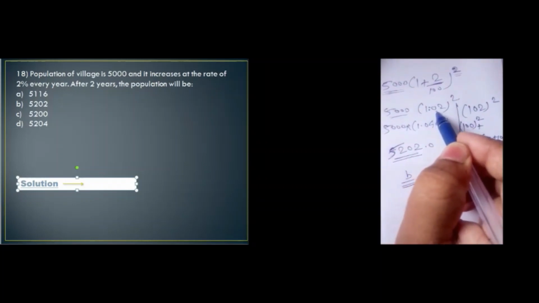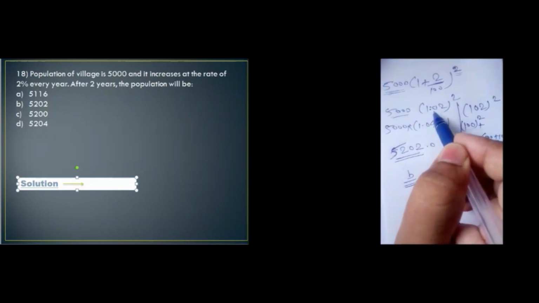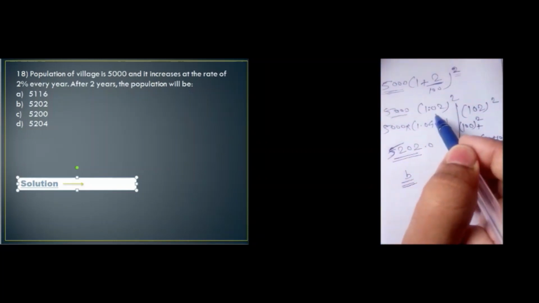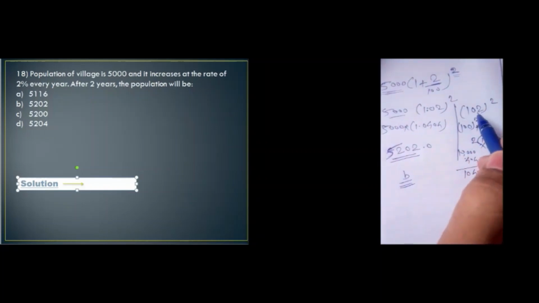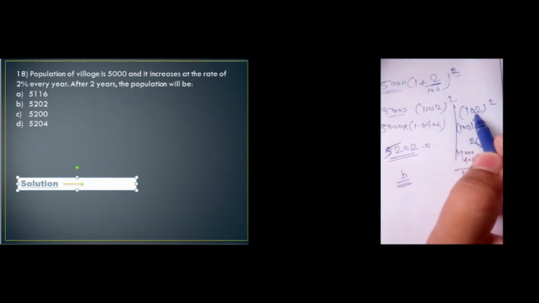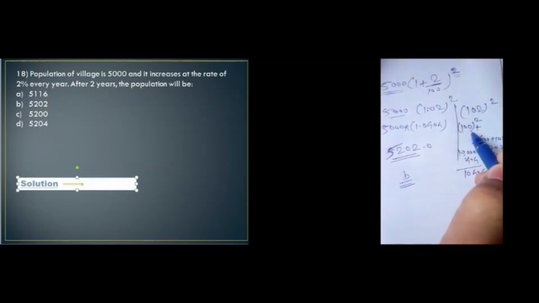Now making the 1.02 square will take some time, or it is just a simple easy square, making a square of 1 and then making a square of 02. Or else you can use another method, that is making a square of 102 directly and then transferring the decimals. So making a square of 102 is also very simple. Just split it into two different numbers which are easy to square.